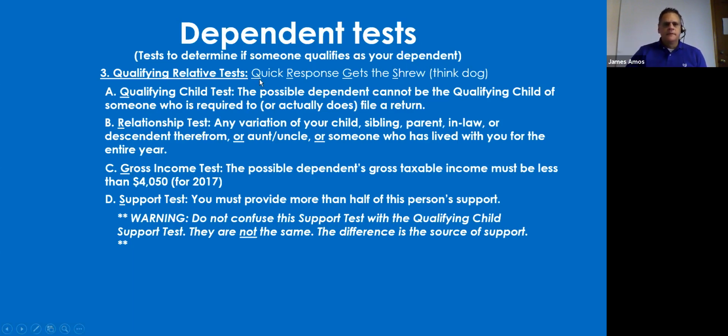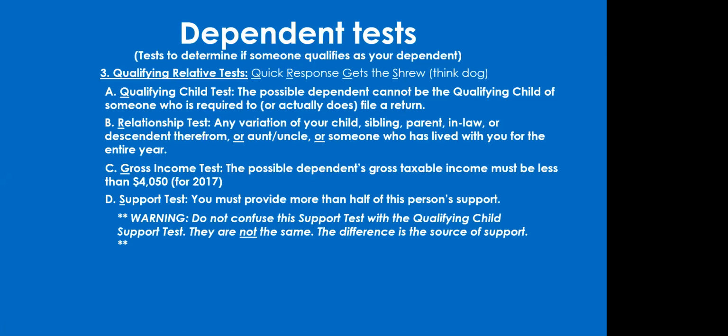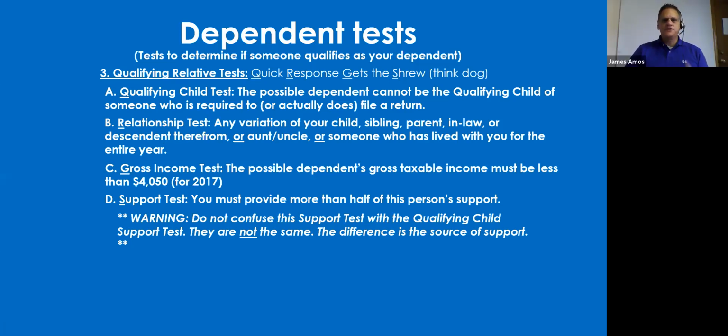So the Q in quick stands for qualifying child test. Now the R in response stands for relationship test. We had a relationship test under the qualifying child test, right? Now, don't read this for a second, Noemi. Remind me again what the definition was that I wanted you to memorize under the qualifying child test. Any variation of your child, sibling, or descendant therefrom. That's right.